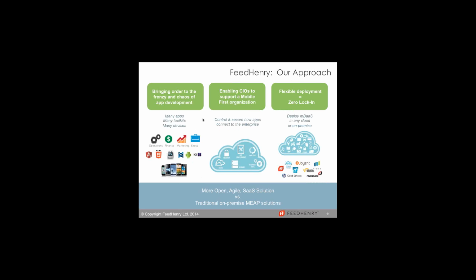As you can see here, we have basically our overall approach. There are three blocks there. It's bringing order to the frenzy and chaos of app development. It's getting away from the idea of a single developer building a single app from end to end. In an enterprise context, you're talking about many apps, many different approaches, toolkits, devices, and requirements, whether it's B2E, B2C, B2B, and so on. But it also enables CIOs to look at that idea of being a mobile-first organization and getting control of all of these developments that are happening across potentially very, very large organizations.